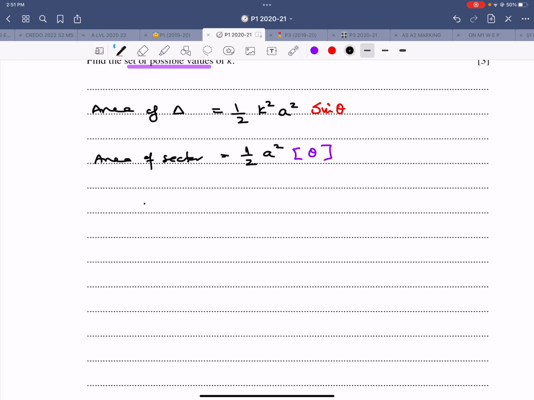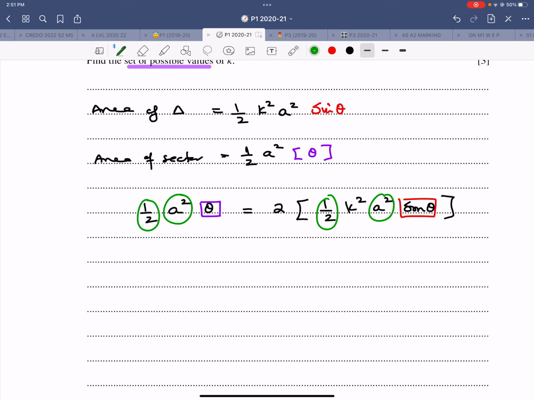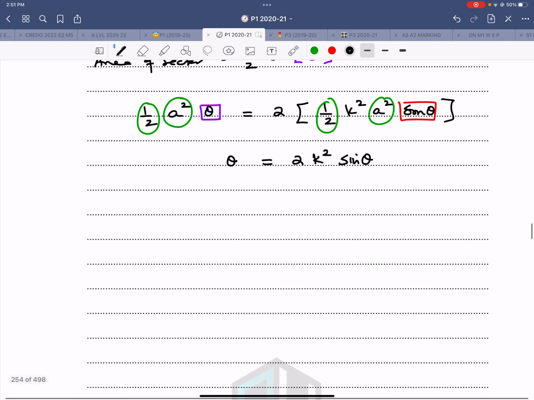Relationship is the same. Half a square theta equals 2 times half k square a square sine of theta. This is sine of theta, this is theta. What will cancel out? Half a square, half a square cancels off. What are you left with? You are left with theta over 2k square sine of theta. So far so good. Theta over sine of theta is equal to 2k square.